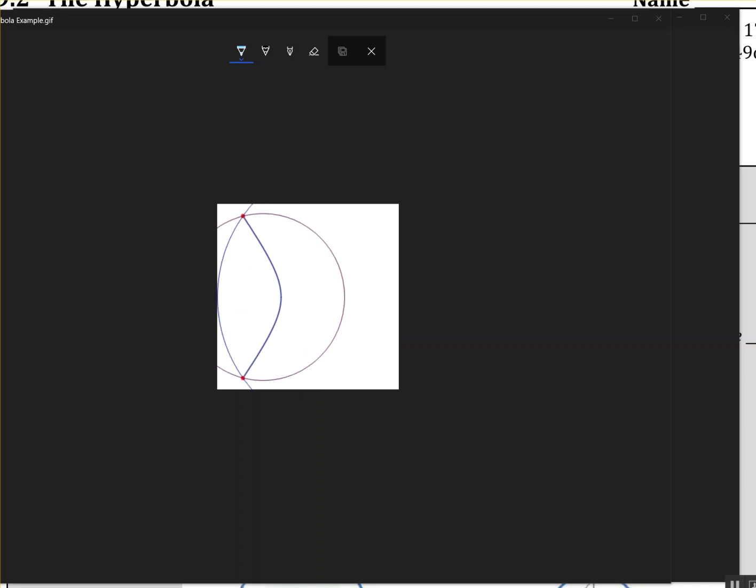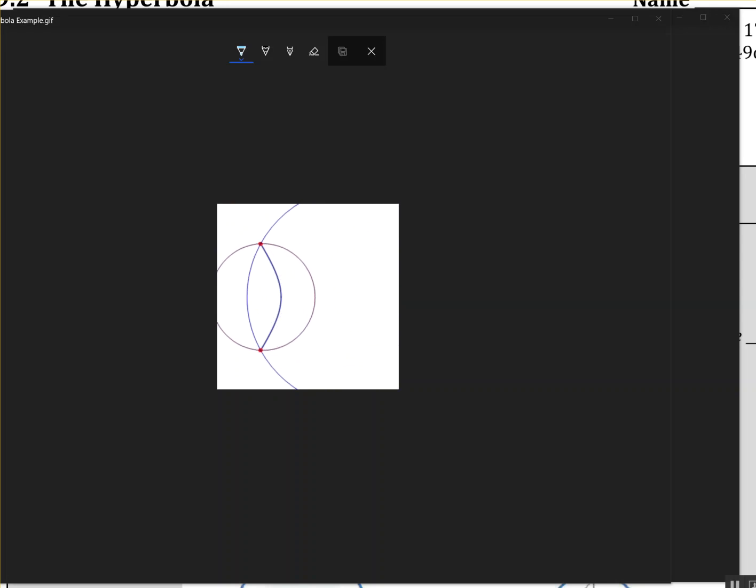Alright, today we're going to talk about the hyperbola. Hyperbola is the last conic section we're going to talk about. Again, we didn't really talk about circles because we've talked about those in the past. So the hyperbola is the set of all points whose difference of distances from two points called foci is constant. So here's an example of a hyperbola.